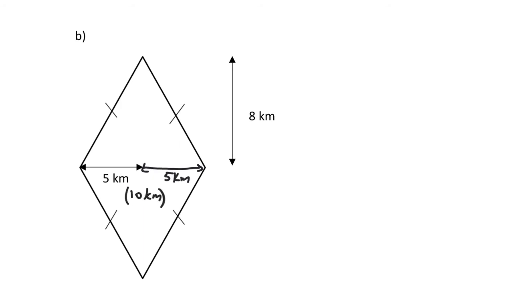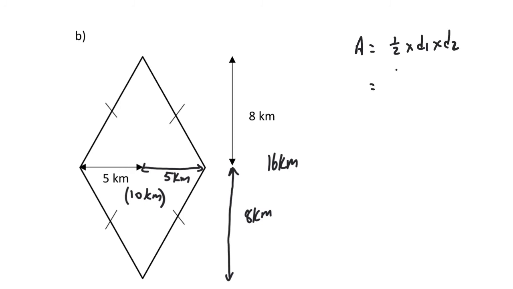And similarly then on the height, we've got from the top to the middle is 8. So that means from the middle to the bottom, it's also going to be 8 kilometres. So that's a total of 16 kilometres for the second diagonal. So area is a half times D1 times D2, which is a half times 16 times 10, which is 80 square kilometres, some size of a rhombus.